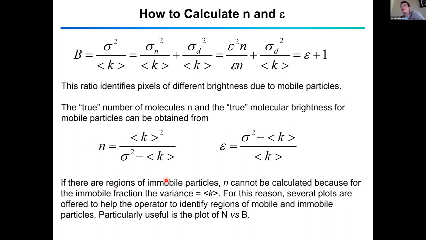So if there are regions of immobile particles, the number cannot be calculated because for the immobile fraction, the variance is equal to the average intensity, because it's just shot noise where this condition is fulfilled.